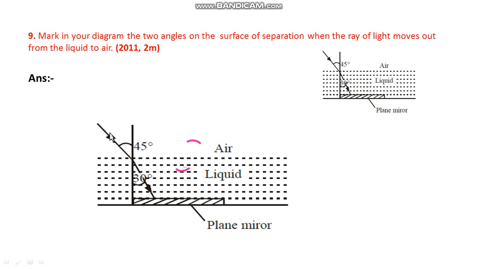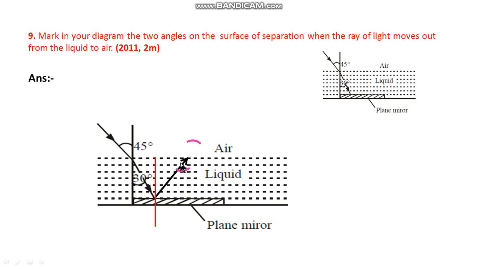Light travels from air to liquid, so it undergoes refraction. Here the plane mirror is there. If I draw a normal here, what happens? Because of alternate angles, if this is angle 30, then this is angle 30. So it undergoes reflection here because the plane mirror is there.